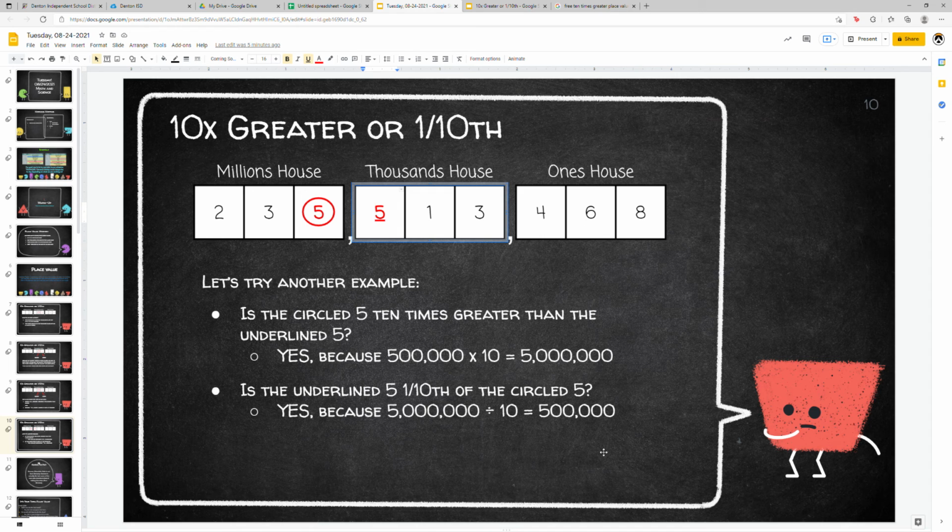We don't need to worry about doing long division to solve this. We have the same digit there next to each other in place value. So I already know if I'm going up a step in place value, it's 10 times greater if it's got the same digit there. If I'm going backwards to the right, from the circled 5 to the underlined 5, I know that it's 1/10 or 10 times less. Again, this only works if you have the same digit next to each other.